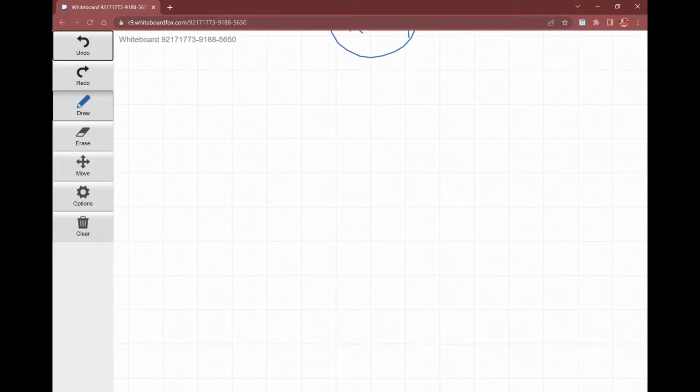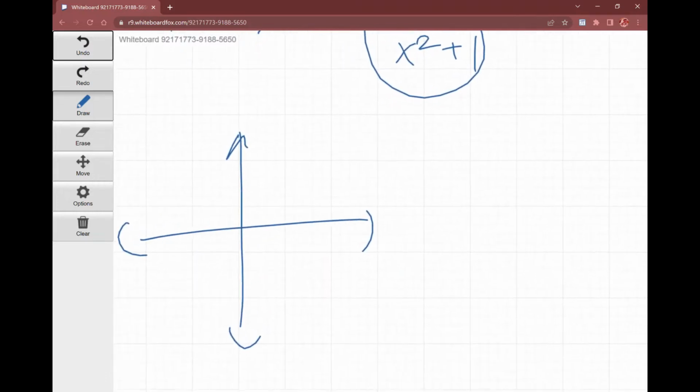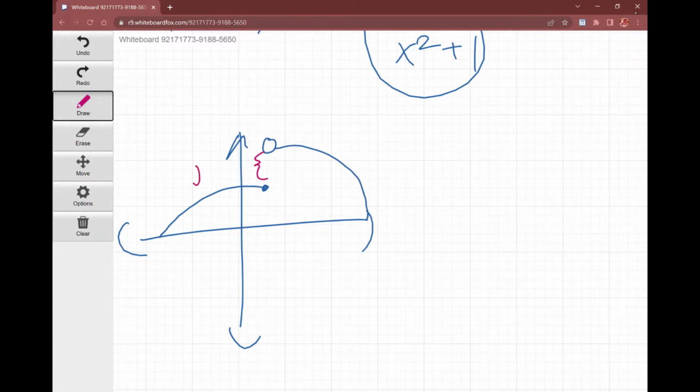Okay, so the second thing is types of discontinuities if you look at a graph. Our first type is called a jump discontinuity. That means if I have a graph like this and I go over here, and then I have one over here, there's a jump. As you can see, there's a jump from this point to this point. So this is called a jump discontinuity.